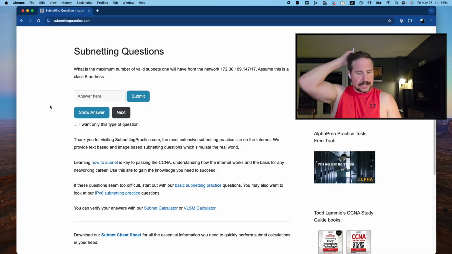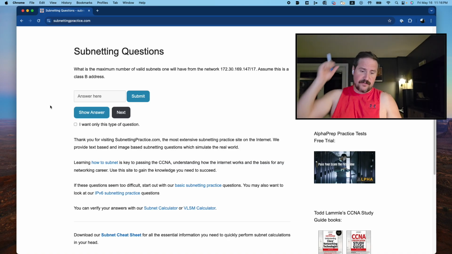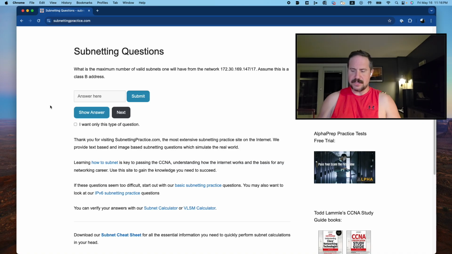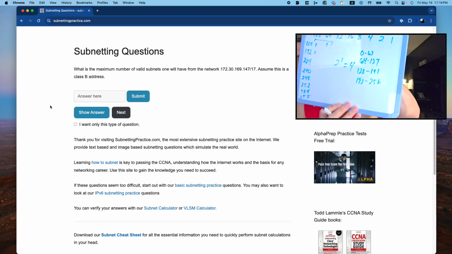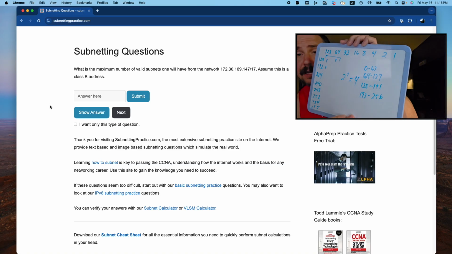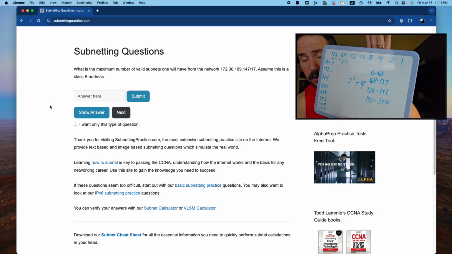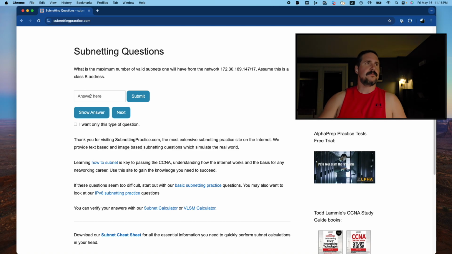Now let's break this up. So if we have block sizes of 64, we would have a range from 0 to 63, 64 to 127, 128 to 191, and 192 to 256. I'm feeling good about this. All right, and that is 4 blocks, so 4 ranges, 4 subnets. I think the answer is 4.